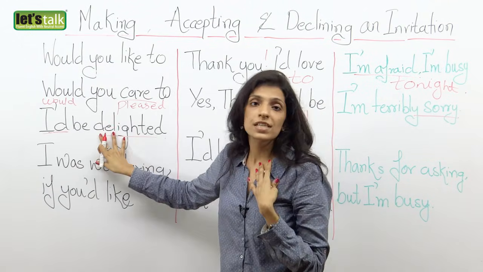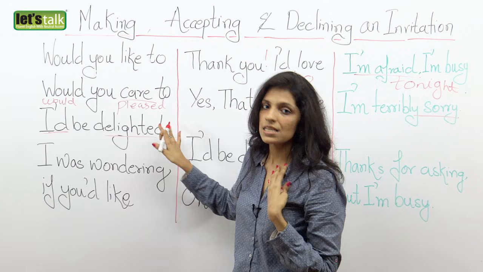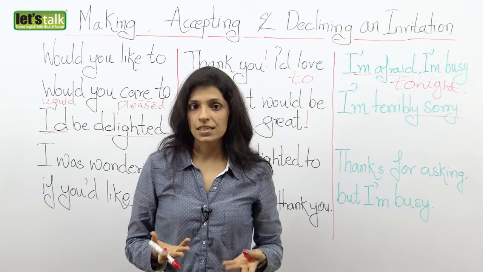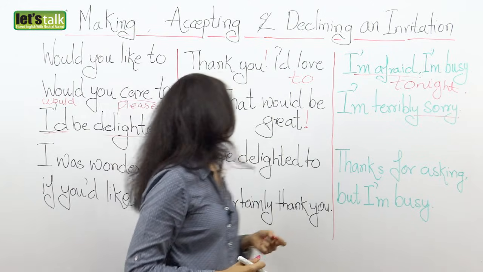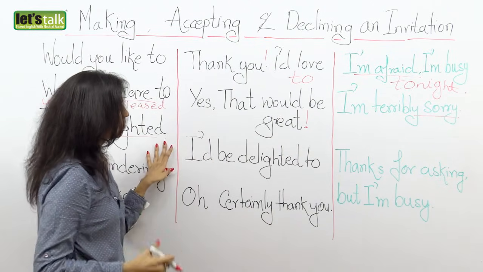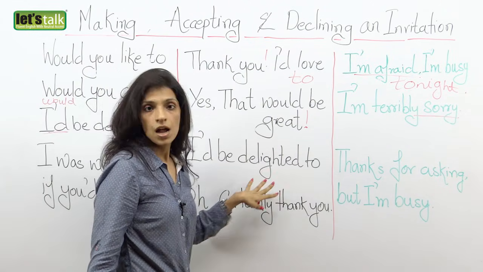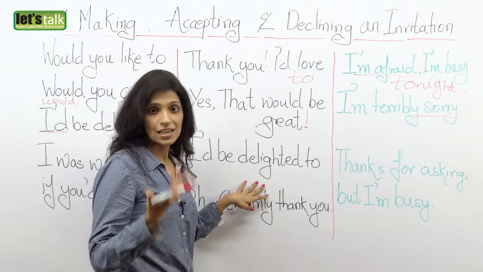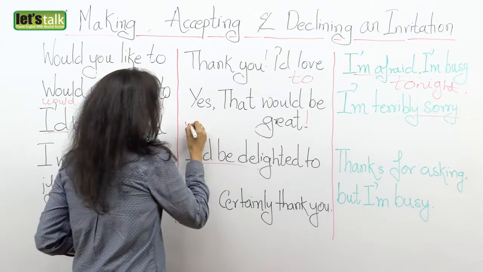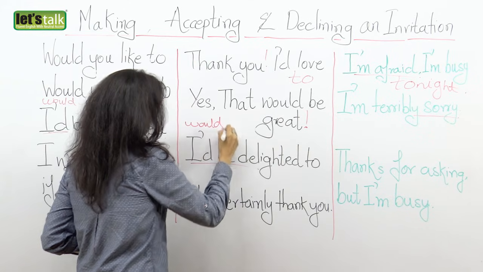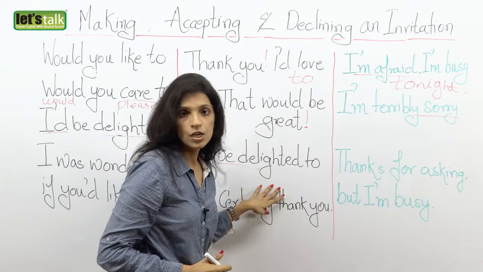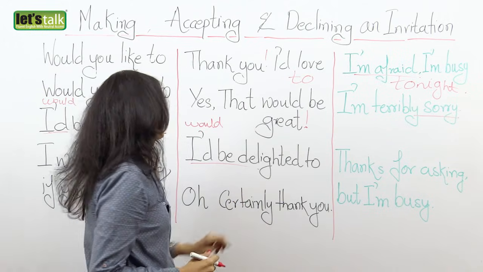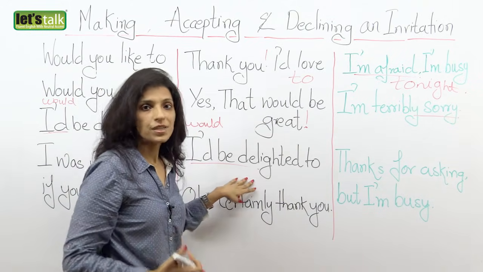Okay, so when you say I'd be delighted or I'd be pleased, that means you'll be really very happy if your boss makes it for your sister's wedding. Okay, so the answer could be, I'd be delighted to be there, or I'd be delighted to be a part of the ceremony or a part of the celebration. So again, I'd be delighted to come. So that means you are accepting it formally, okay? You can say thank you, I'd be delighted to be there.